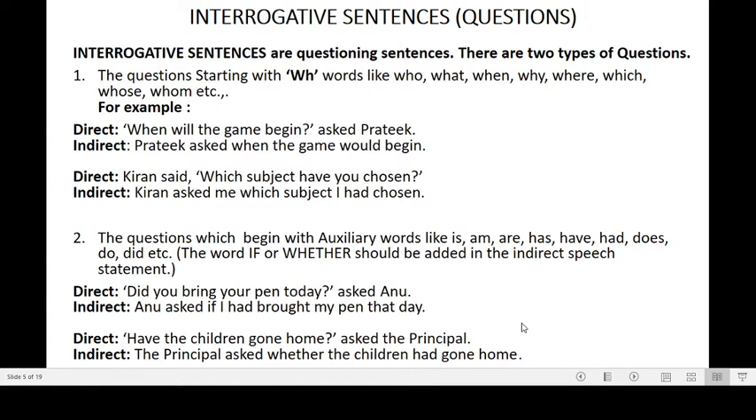So you should understand that an interrogative sentence should be changed into reported speech using the reporting verbs asked or inquired. And you should identify the type of sentence because there are two types of questions: WH questions and yes or no questions. So you should identify which type of question it is. If it is a yes or no question, then you have to use the word if or whether with the statement.